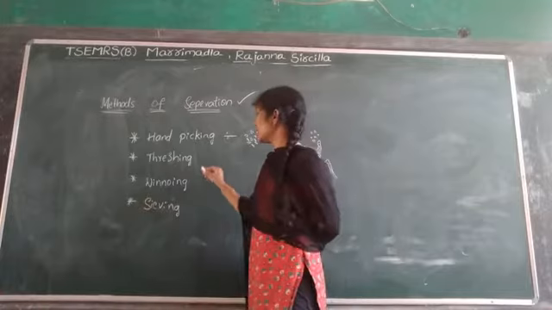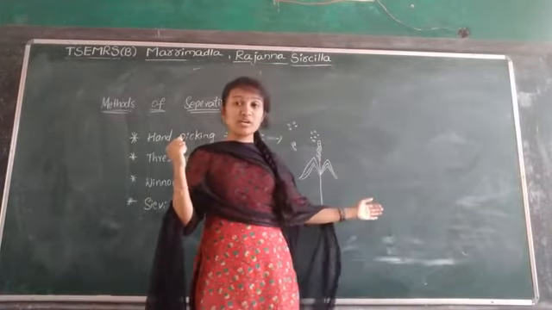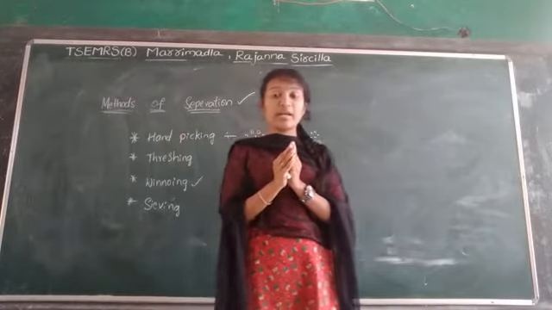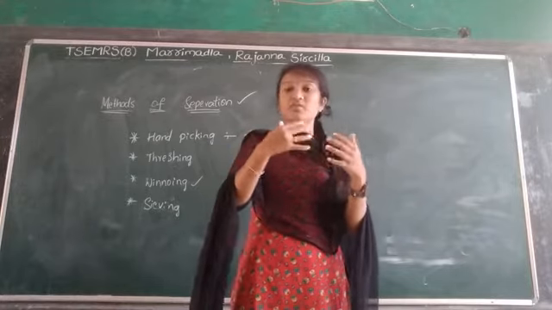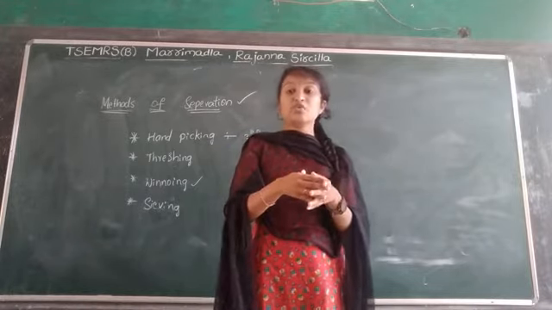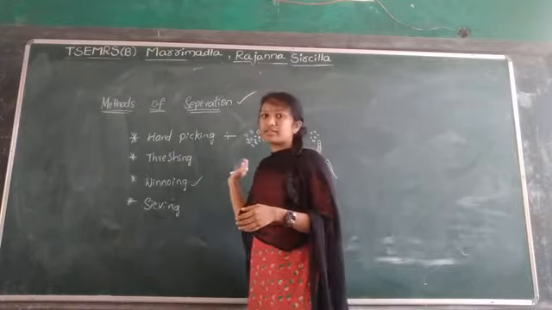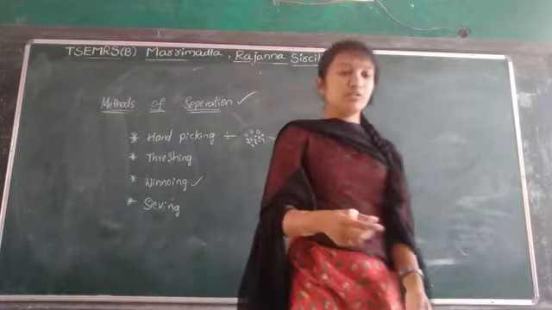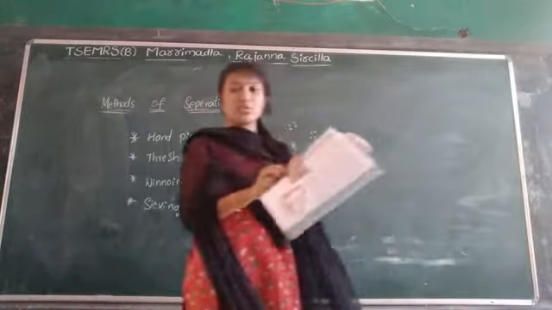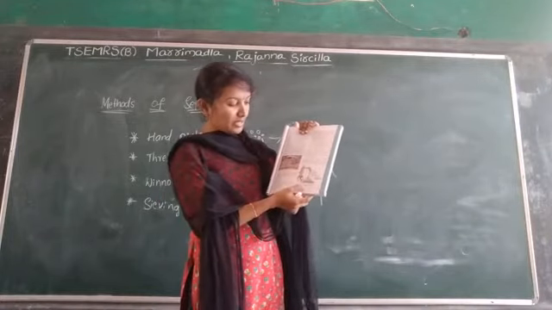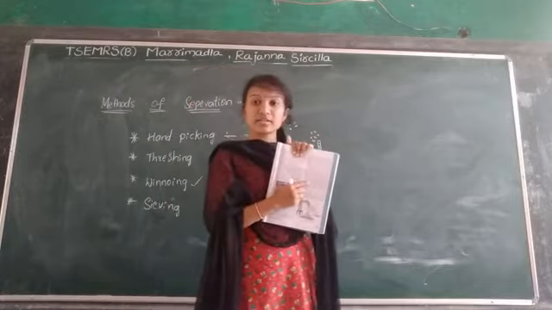And the next method is winnowing. The grains which are thrashed on the ground are collected, and in that some mixed impurities will be there. So, taking a plate of it, they start winnowing. You can see it in your textbook. See, this method is called winnowing. Both sand and sawdust get separated.